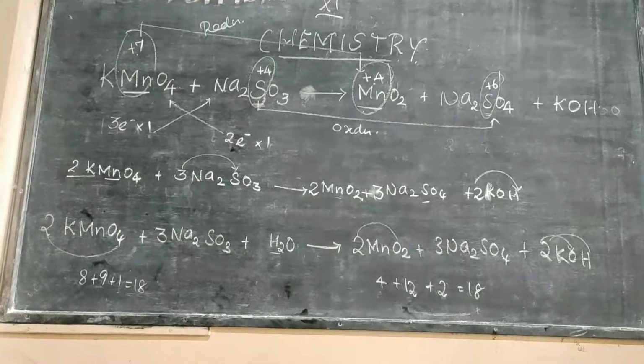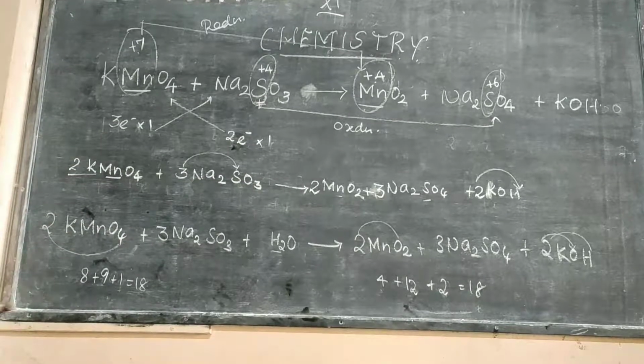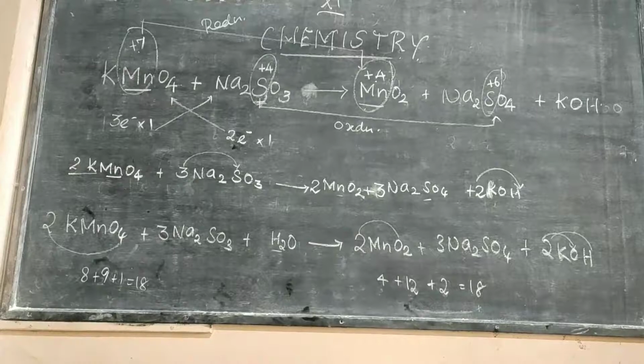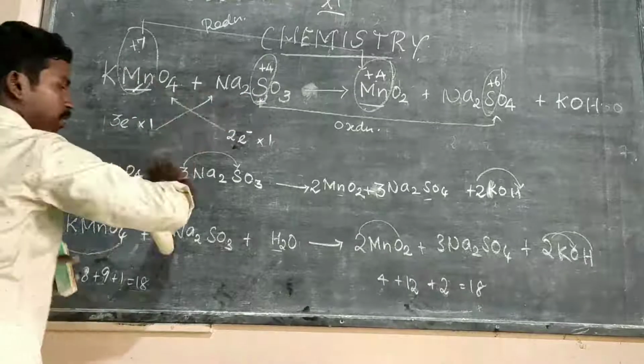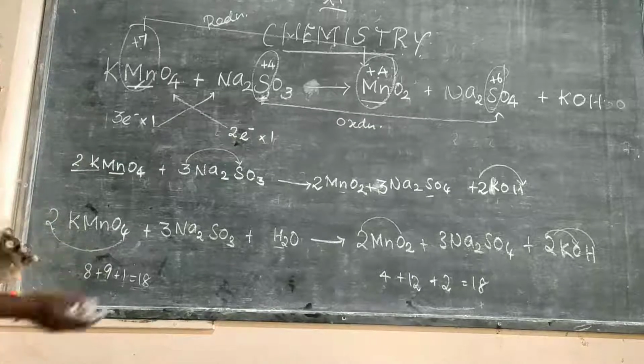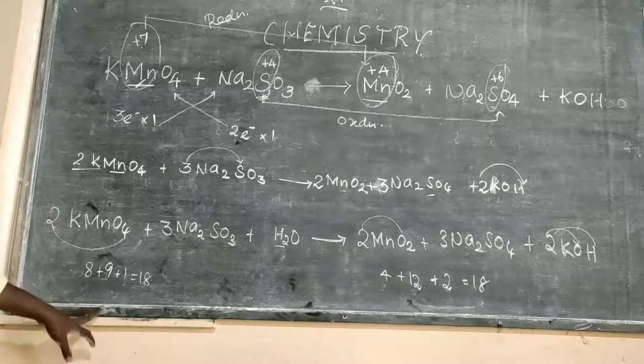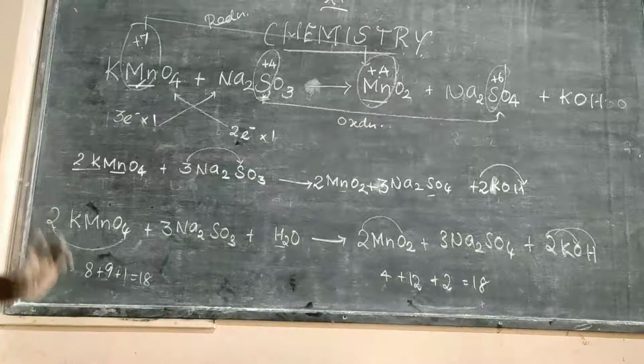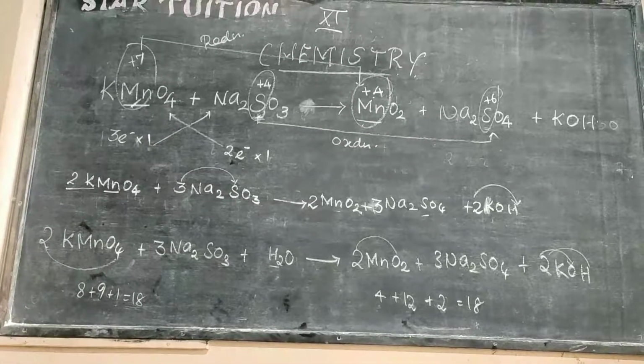Then step 3 is balancing the atoms which get reduced and oxidized, that is, we balance manganese and sulfur. In step 4, we balance the remaining atoms other than oxygen and hydrogen. Then finally we have to balance the hydrogen and oxygen. With this, the concept is over.